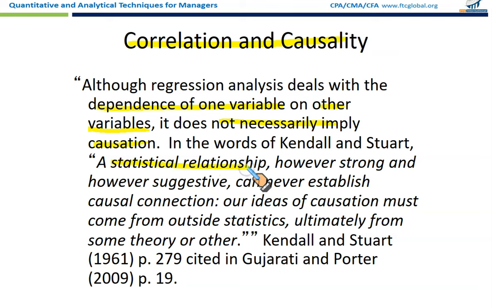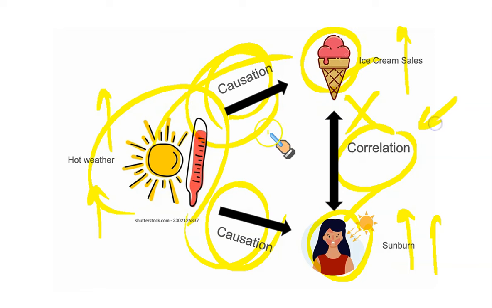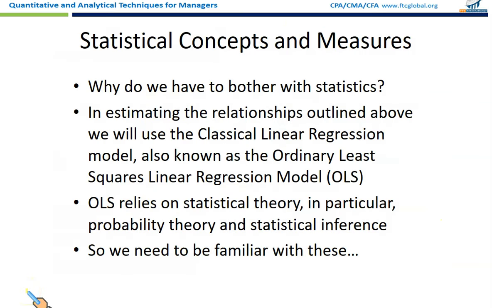Like a statistical relationship between sunburns and ice cream sales, however strong and however suggestive, can never establish a causal connection. So our ideas of causation must come from outside statistics. We know that sunburns are caused by hot weather. Increase in ice cream sales is caused by hot weather. Yes, they are correlated, but for causation, we have to look outside statistics. Use common sense to see why they are correlated. That's the idea.